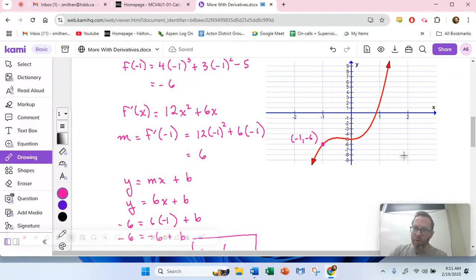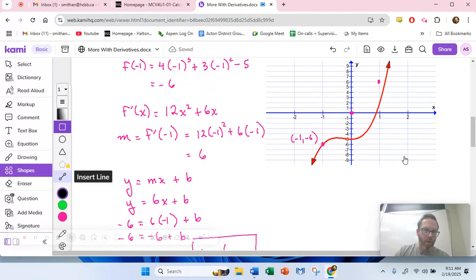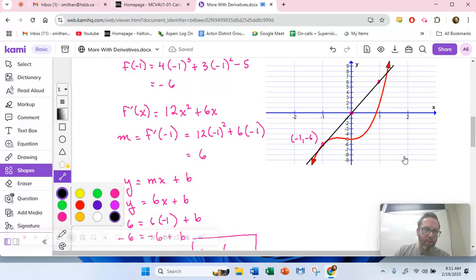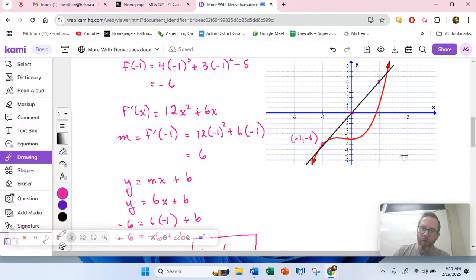And let's just graph that tangent line from -1, -6, or y-intercept of 0. That has a slope of 6. I can add one more point on there, and I have the luxury of a straight line tool somewhere. Insert line. You guys can just do your best impression of a straight line. But yeah, everything seems to fit. Life is good.